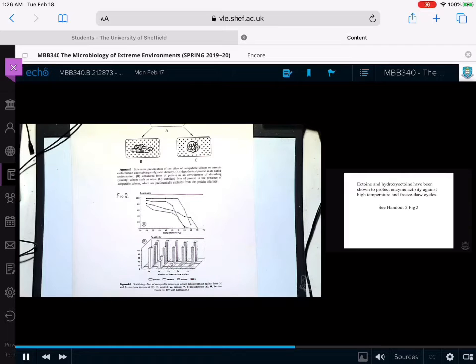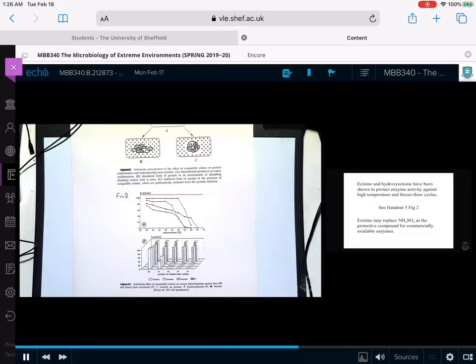Just to point out why it says hydroxyectoine. Right about when this paper was published, they were only just identifying hydroxyectoine, and sometimes it was just called Y. Yes, sometimes it is. So Y is hydroxyectoine. It was called Y until they worked out it was very similar to ectoine.